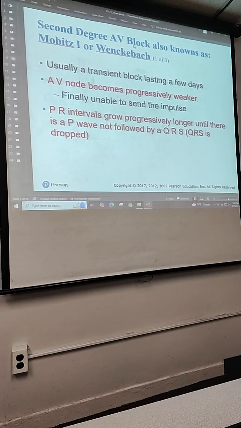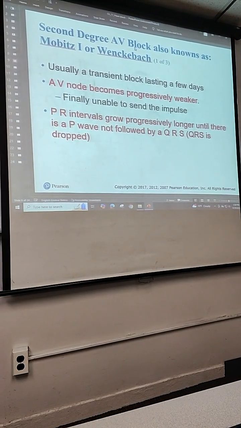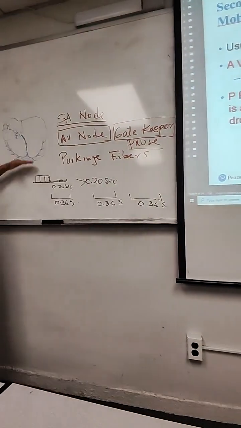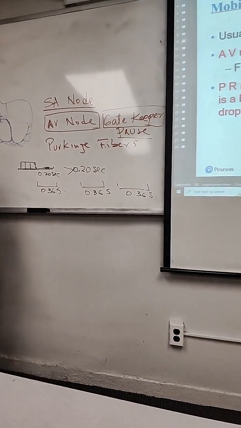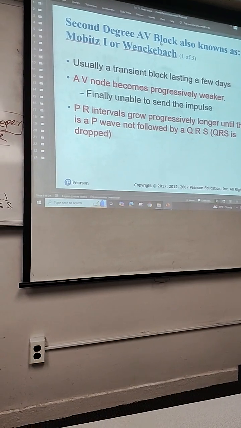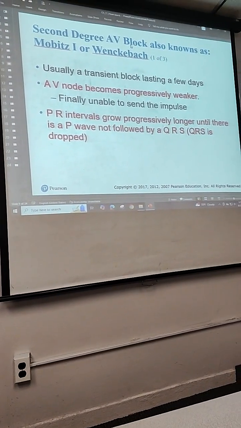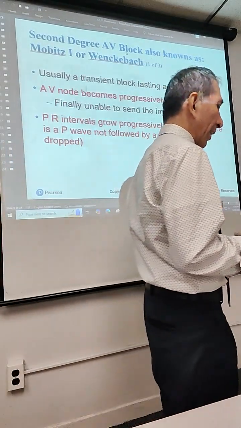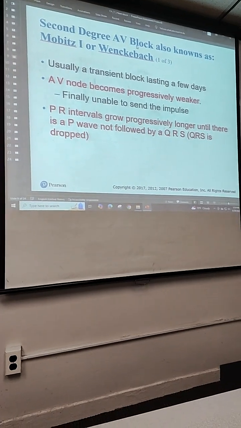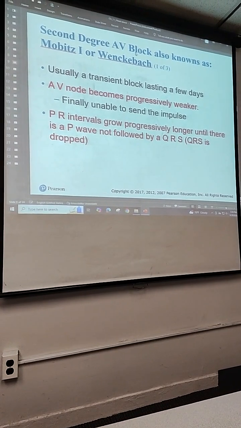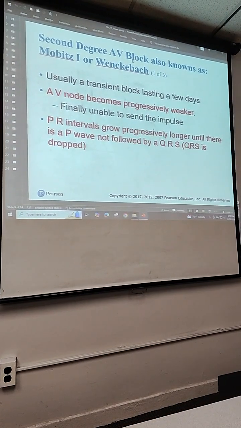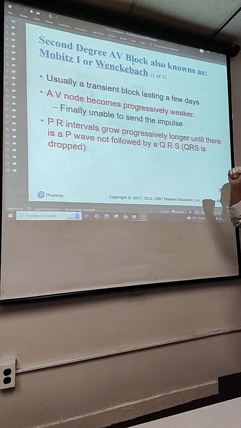Remember, why is the P not disappearing? Because the SA node is working normally. Remember, the blockage is from here down, not here. Friends, this is second degree AV block, but this is Mobitz 1. So this guy was working in partnership with another cardiologist, which was Dr. Wenckebach. Can you imagine all these names?